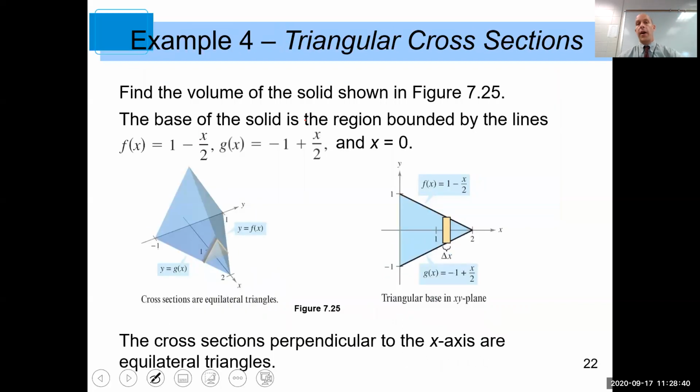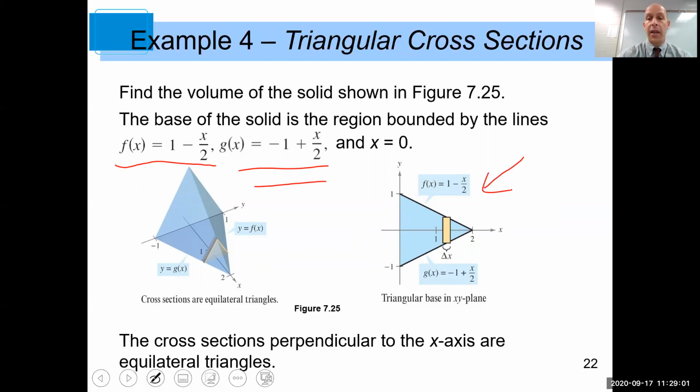Okay, so let's look at our final example. Here's example 4, a triangular cross section. It says find the volume of a solid. The base of the solid is bounded by the following regions: f of x equals 1 minus x over 2, and g of x equals negative 1 plus x over 2.